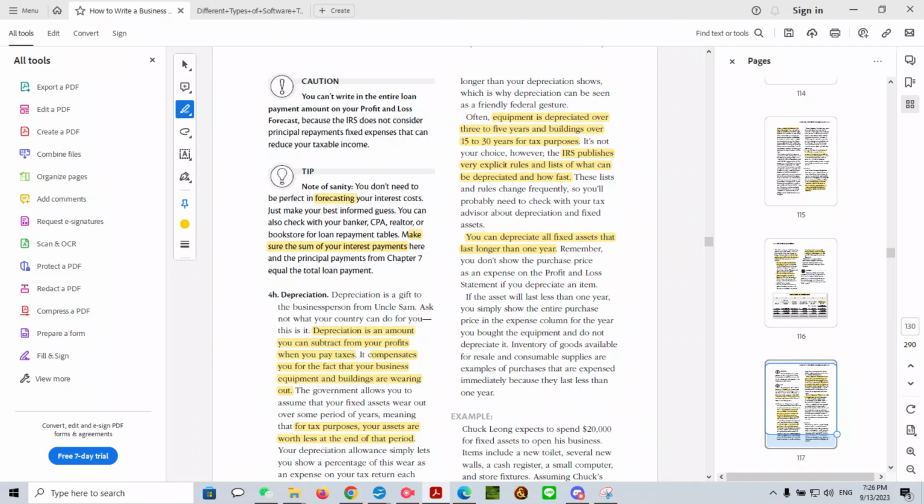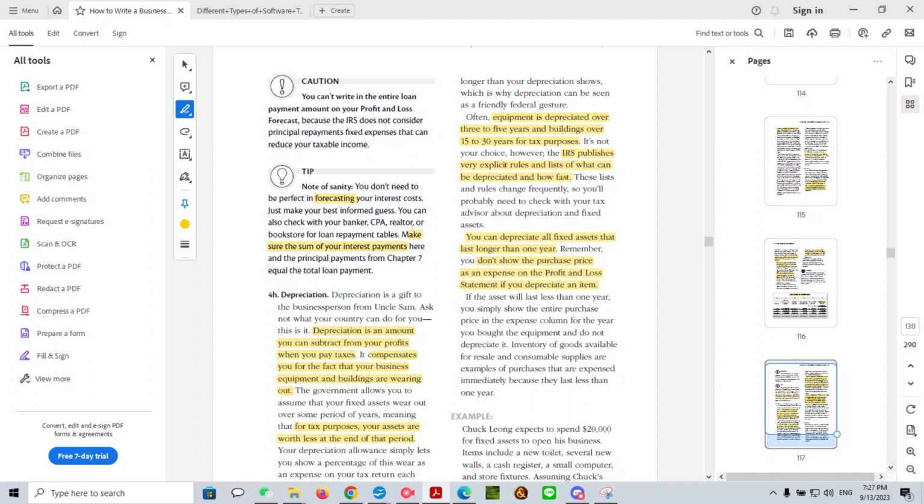Remember, you don't show the purchase price as the expense on the profit and loss statement, because it probably includes tax. So you have your item cost, plus the tax, plus any other expense. The point is we need to find out what that actual item is worth, not how much you paid for it. Maybe you paid less than what it's worth, or maybe you paid more.